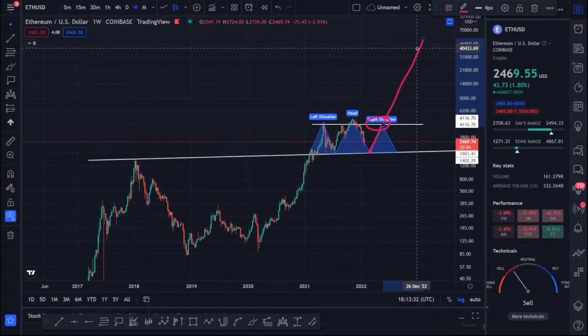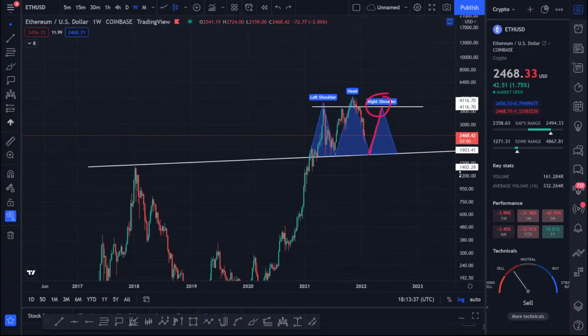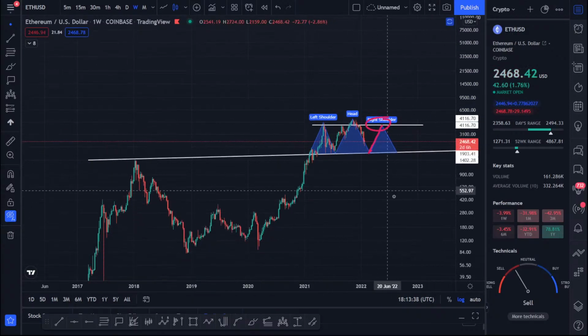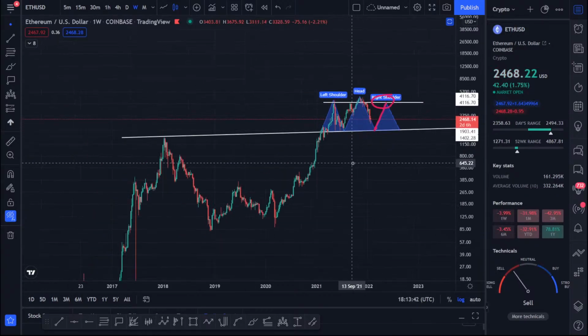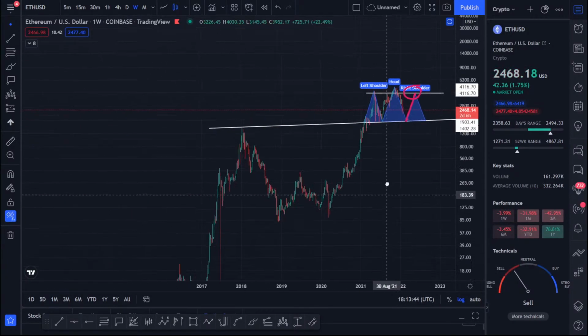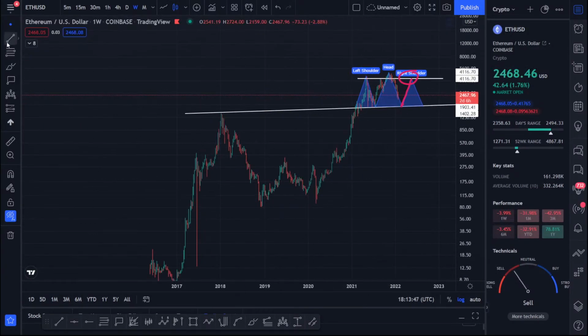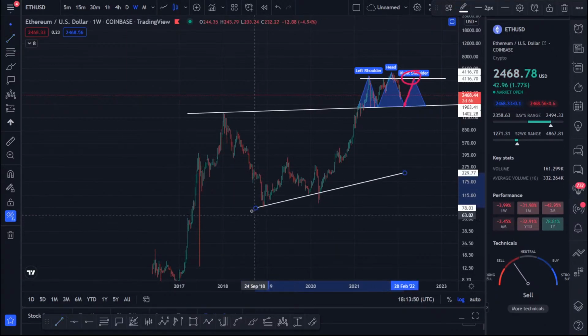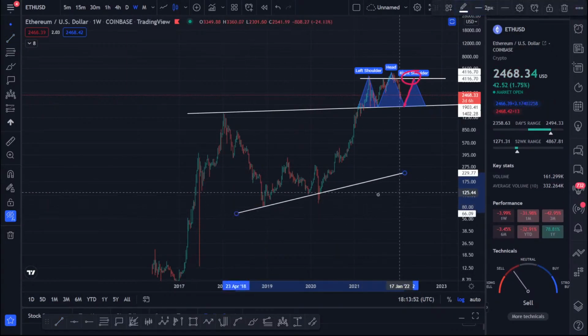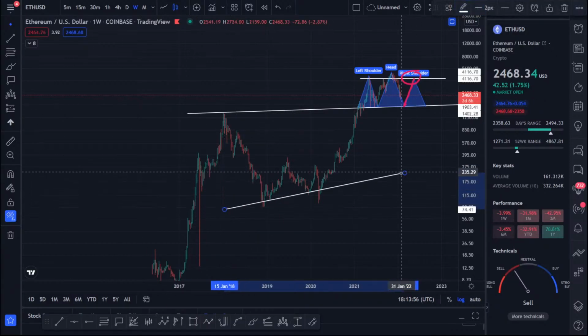Something like this. I'm not saying it's going to go to 40,000. One day it will, but this can be a huge indication towards that. Because let me show you one more thing. Look, right over here, not over here exactly, right over here.